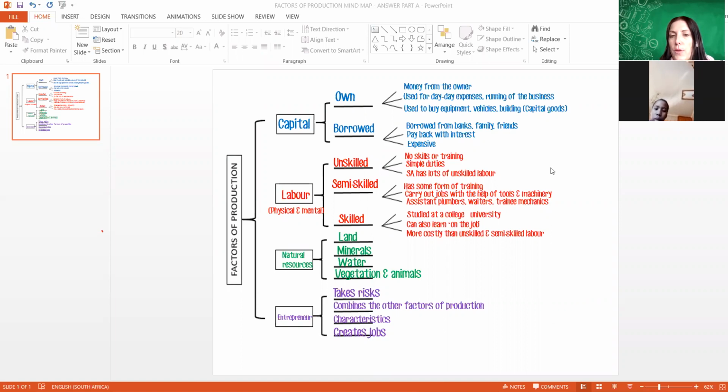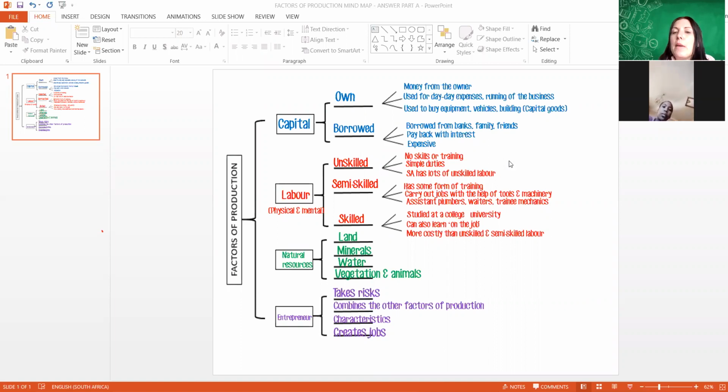Does anybody want to add something to that? All right, so that would be probably somebody like sweeping the streets, or a really, really very simple duty that has to be performed would be unskilled labor.